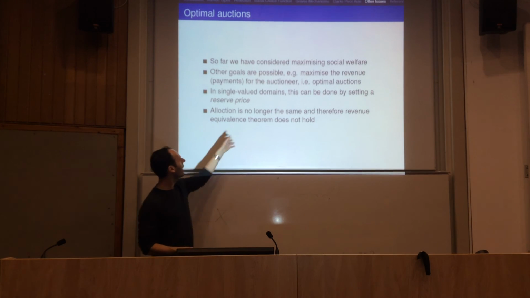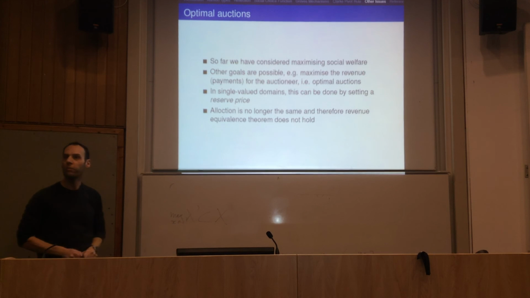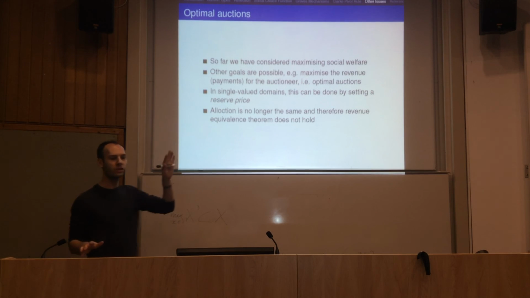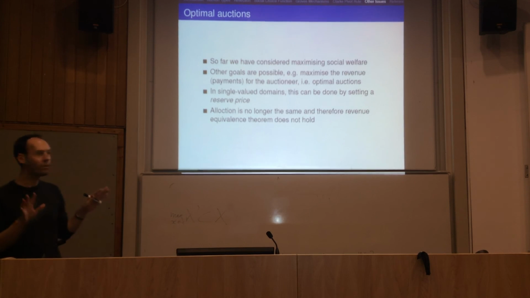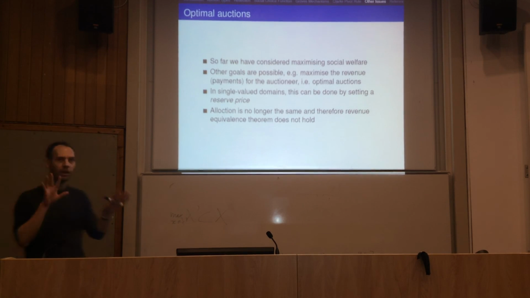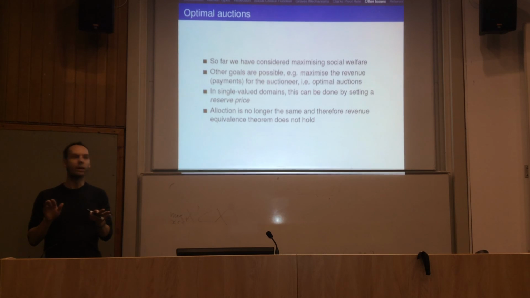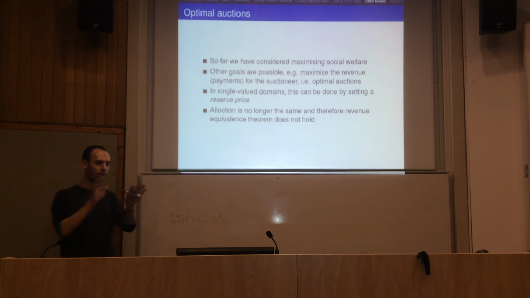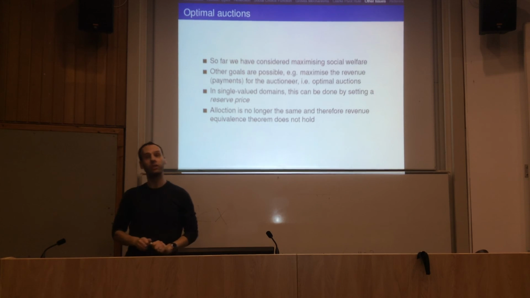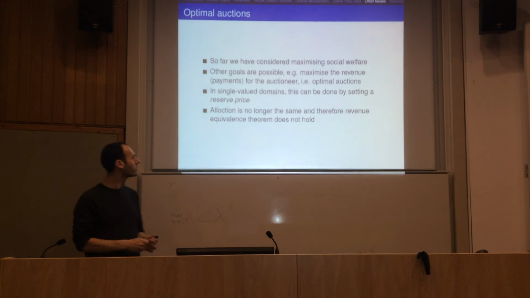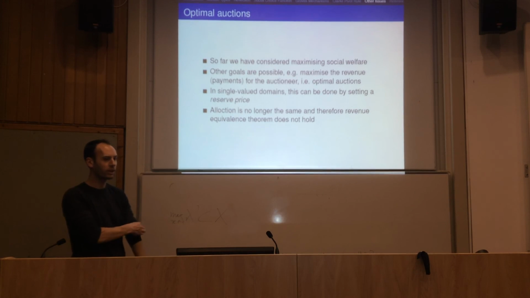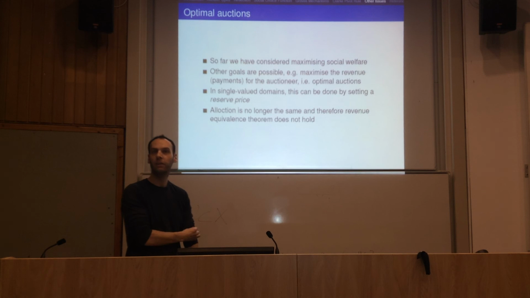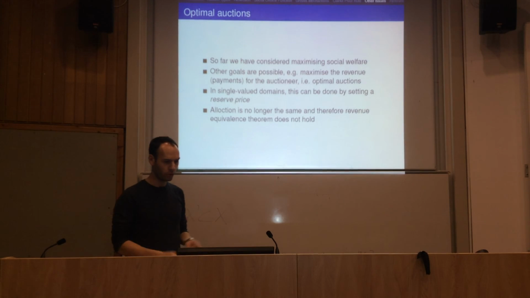That's why the revenue equivalence theorem doesn't hold. Remember, with the revenue equivalence theorem we could say option A and option B result in the same revenue for the auctioneer, but that's only if the allocations are the same, and it's just the payment that we change. But in this case, we also change the allocation because we don't allocate to agents below the reserve price. So that's just a very quick introduction into things that we can look at: not just social welfare maximization, but also maximizing the revenue for the auctioneer.